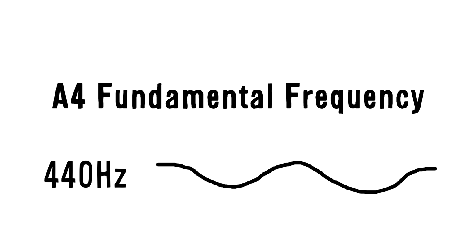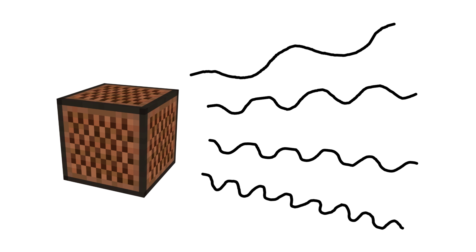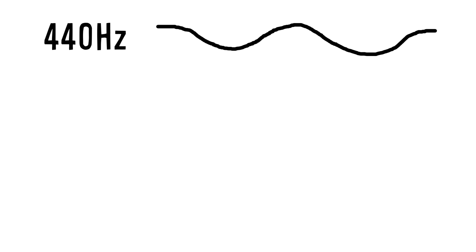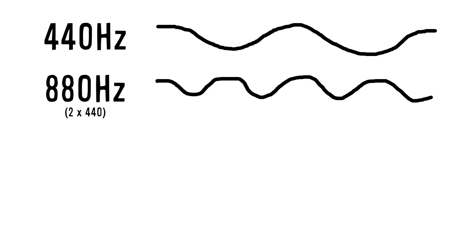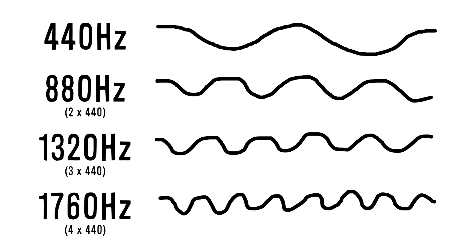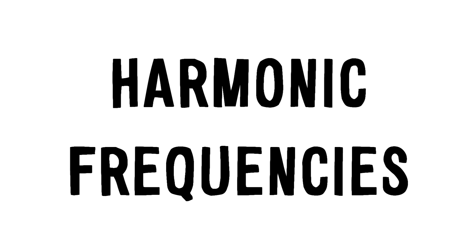So yeah, anyway, the fundamental frequency of A4 is 440 Hz, but generally when a note is played, other sound waves with frequencies being multiples of this fundamental frequency will also be produced. So in the case of A4, apart from 440 Hz, waves with frequencies of 880, 1320, 1760, etc. will also be produced. These higher frequency waves are called harmonic frequencies.